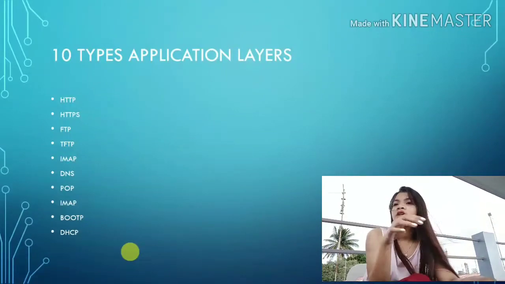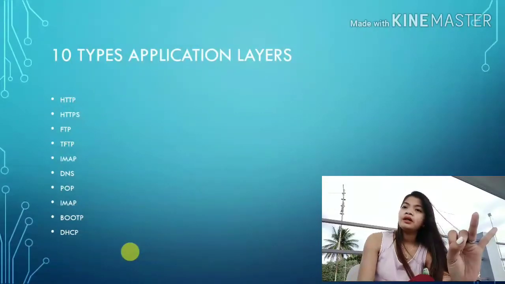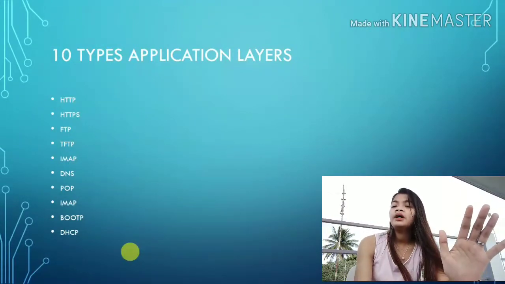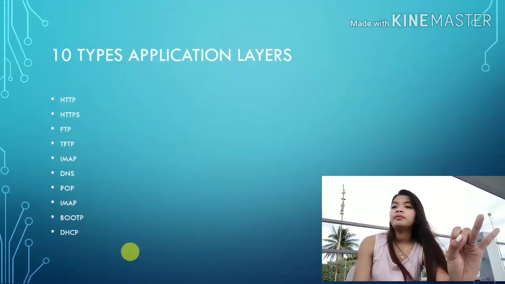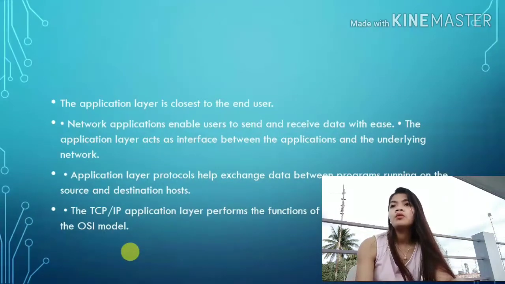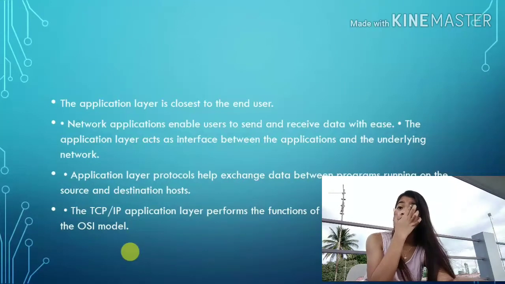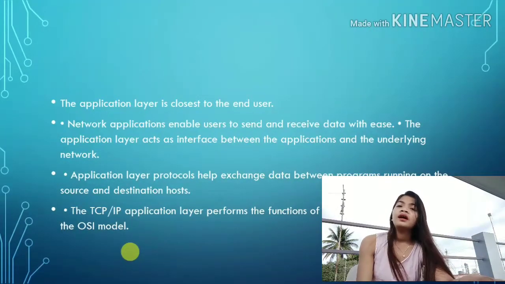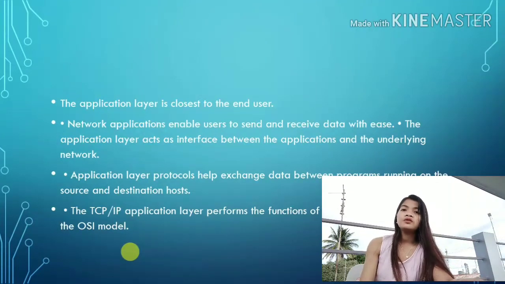10 types of application layer protocols are HTTP, HTTPS, FTP, TFTP, IMAP, DNS, POP, IMAP, BOOTP, DHCP. So, the application layer is closest to the end user. Network applications enable users to send and receive data with ease. The application layer acts as the interface between the applications and the underlying network. Application layer protocols help exchange data between programs running on the source and destination host.